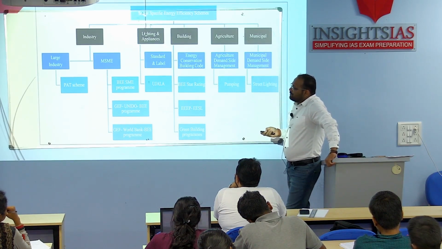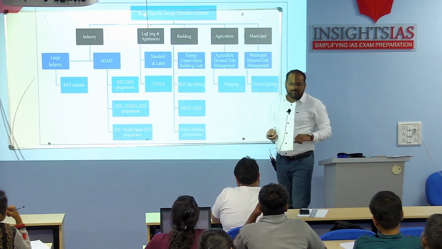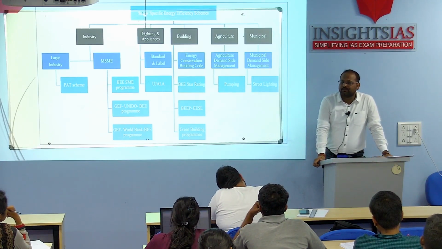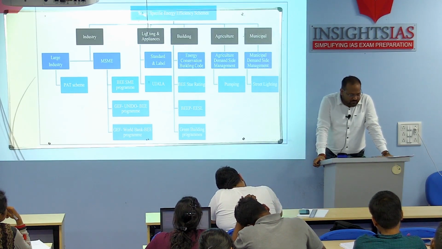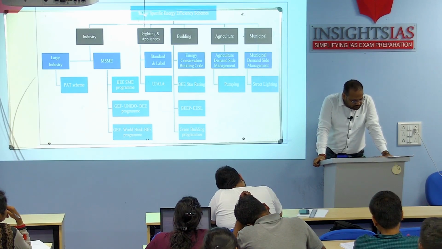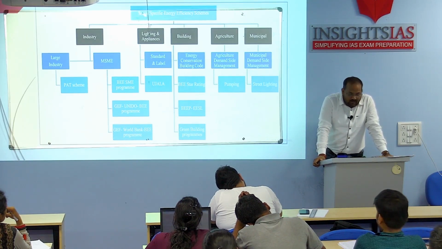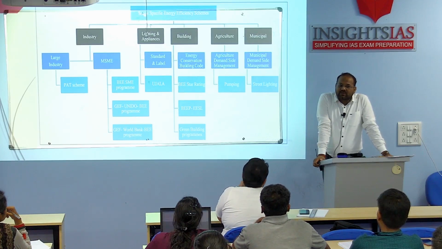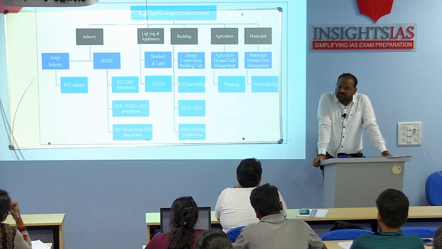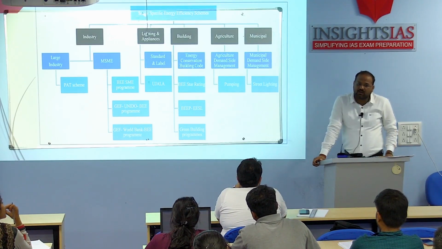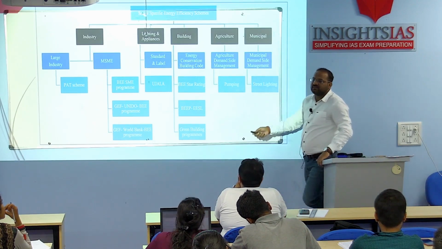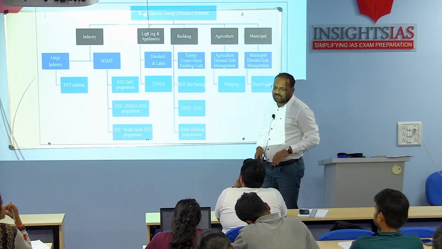Large industry, what is PAT? Perform, Achieve and Trade. Basically it is a part of, that is fine. Which scheme? National Mission on Enhanced Energy Efficiency, NMEEE. Okay, under that what happens? Perform, Achieve and Trade. One company is given a target.